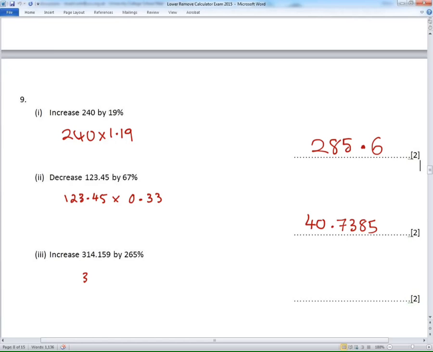Next. The most common error in this question was to do 314.159 times 2.65. But it's not finding 265%, it's increasing it by 265%. So really you are finding 365%, and you're going to use the multiplier 3.65. So 3.14159 times 3.65 gives you 1146.68035.